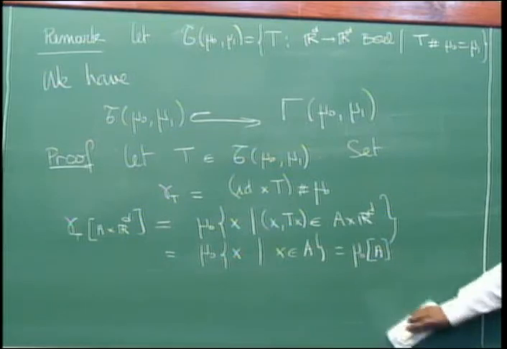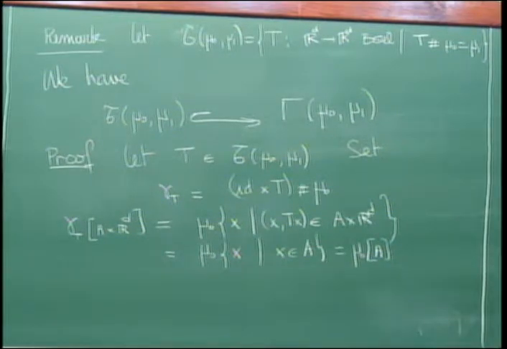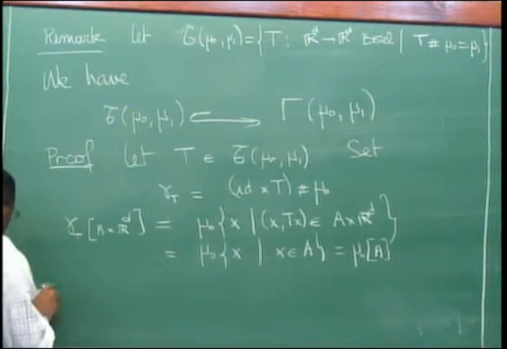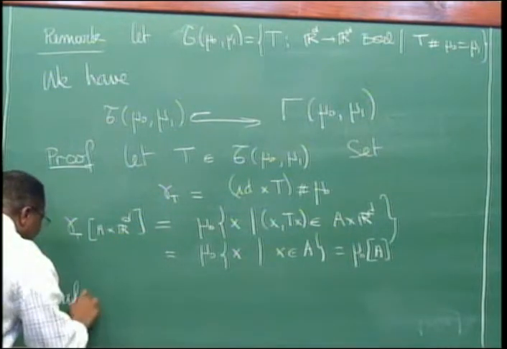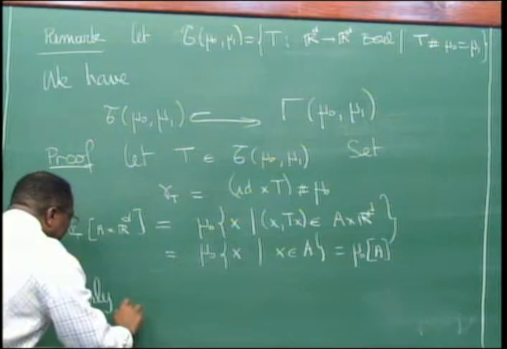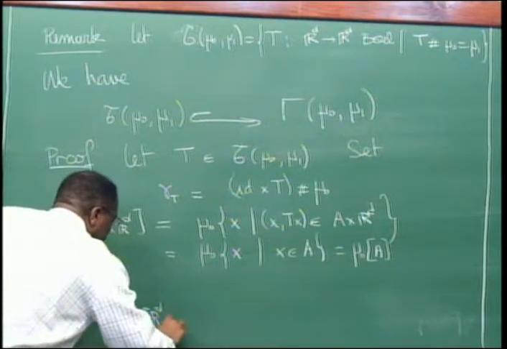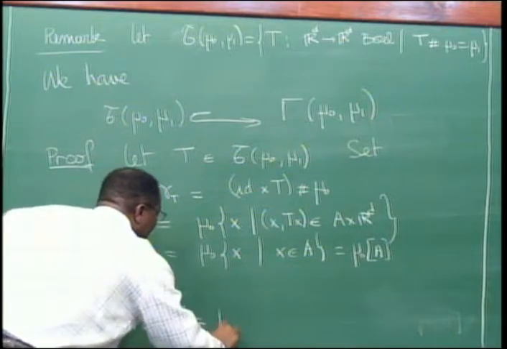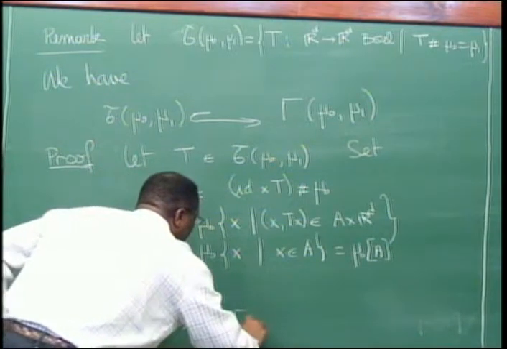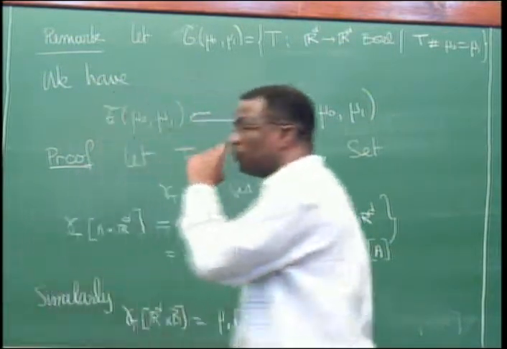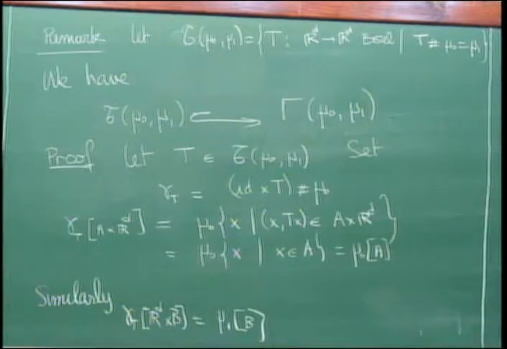So we have achieved the first goal. Similarly, you repeat the same argument. Gamma T of Rd cross B is mu 1 of B. And so this concludes the proof of the remark.